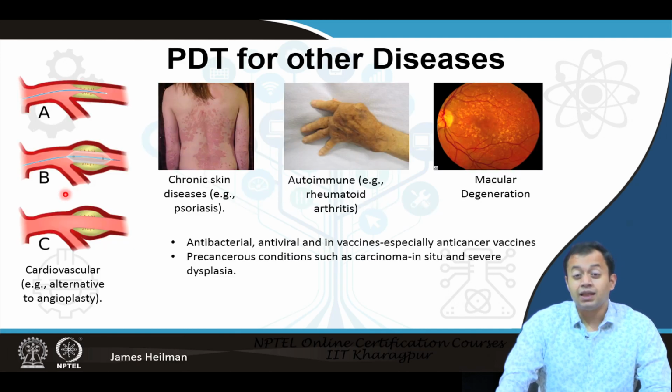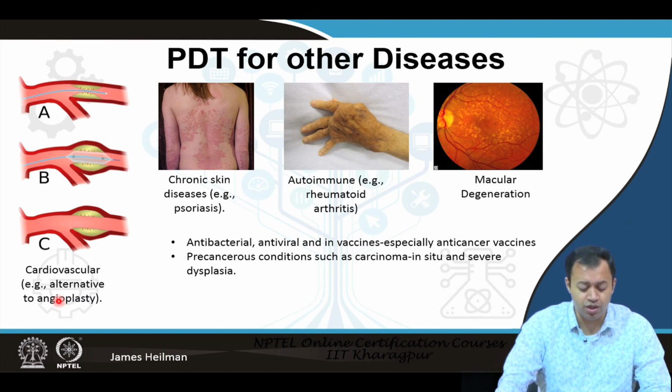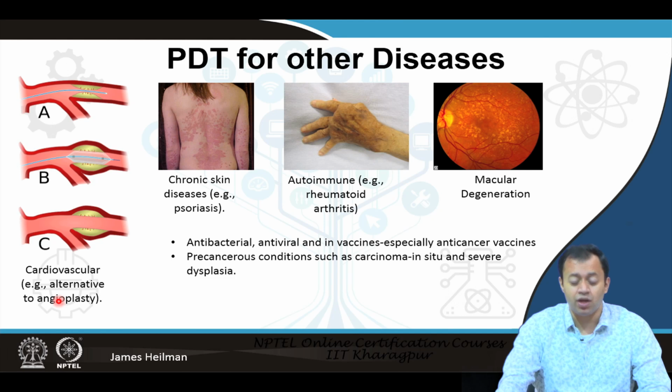Anyways, what are the other types of diseases where PDT is mostly used, or where PDT could be used? Well, the number one I find quite interesting is an alternative to angioplasty, cardiovascular. You know what angioplasty is? This was recently in the news. Sourav Ganguly went through angioplasty recently. If you do not know who Sourav Ganguly is, well, do not bother. That gentleman used to be our hero when we were teenagers. You have to figure out your own heroes.